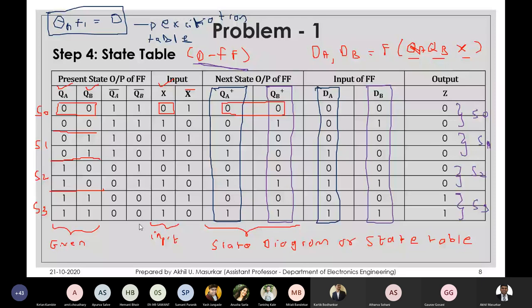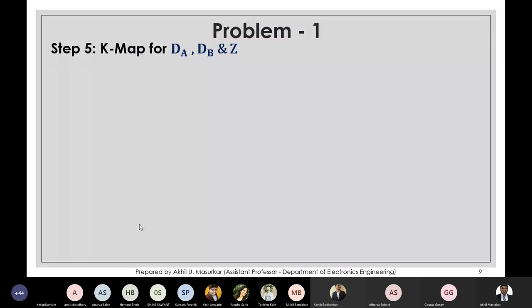Now going ahead with this, that is the next step. That is the K-map for DA and DB.